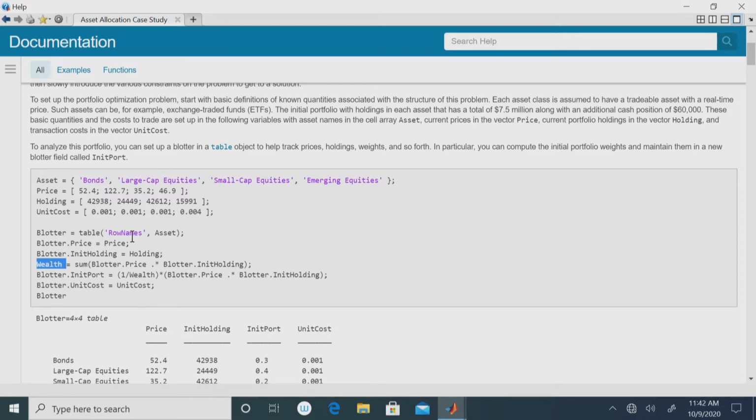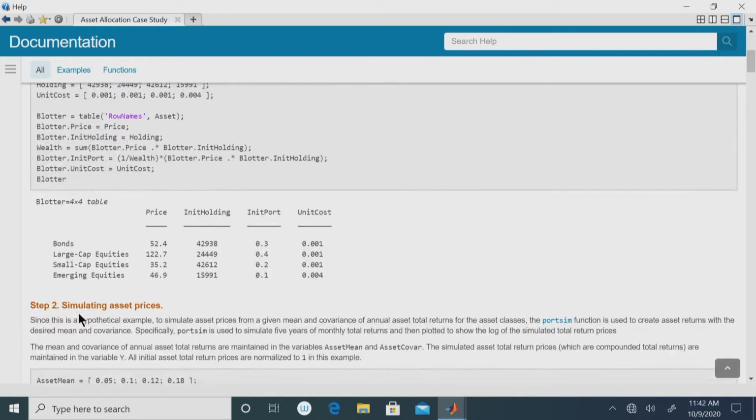So, what we have done is, in the blotter we have stored basically the price, the holding, and the unit cost, and in addition to that we have calculated the wealth, and the reason we calculated the wealth is so that we can then calculate what the weights of each of those holdings are.